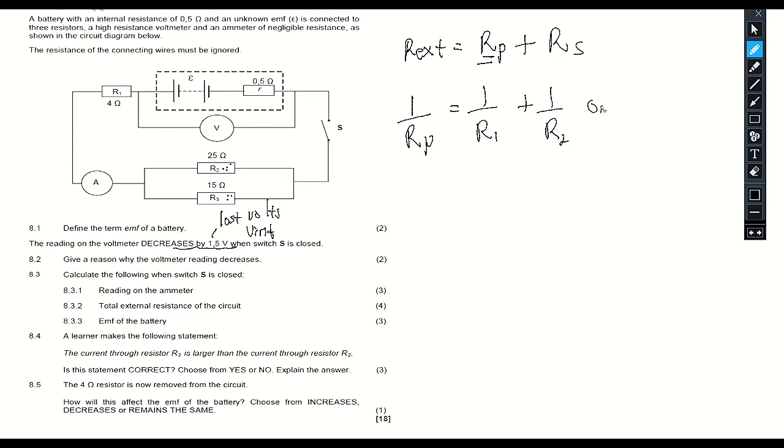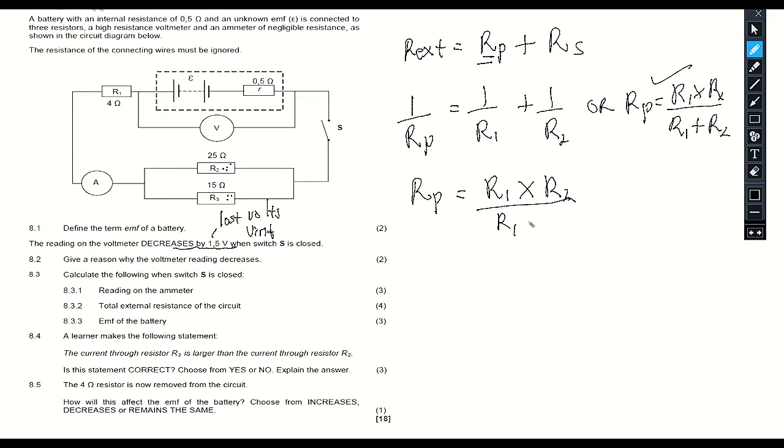Or if you prefer the product over sum formula, that's Rp is equal to R1 multiplied by R2 over R1 plus R2. Whatever formula that you prefer, it's all up to you as long as you know how to use it. Then I will just go with this one because it's much more straightforward. So it's R1 multiplied by R2 over R1 plus R2. Right. So the R1, we will take it as the 25 here.